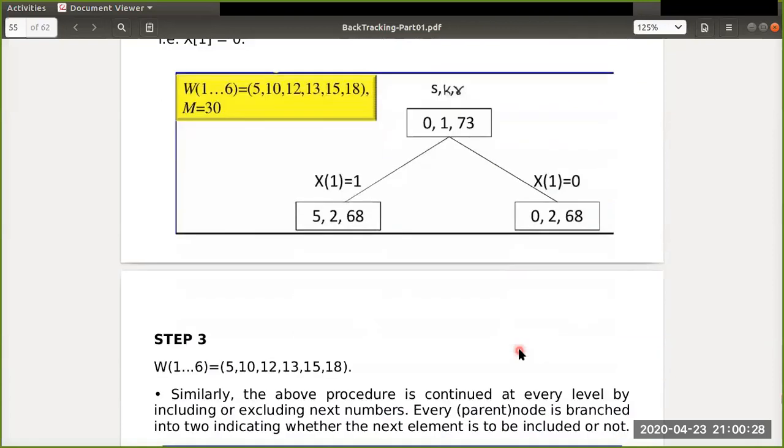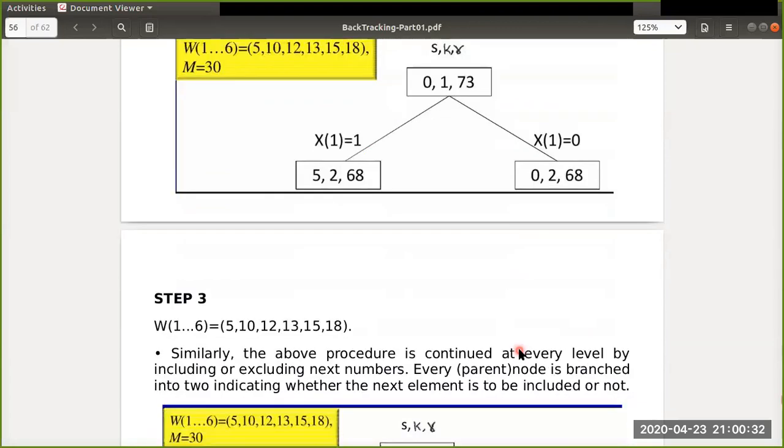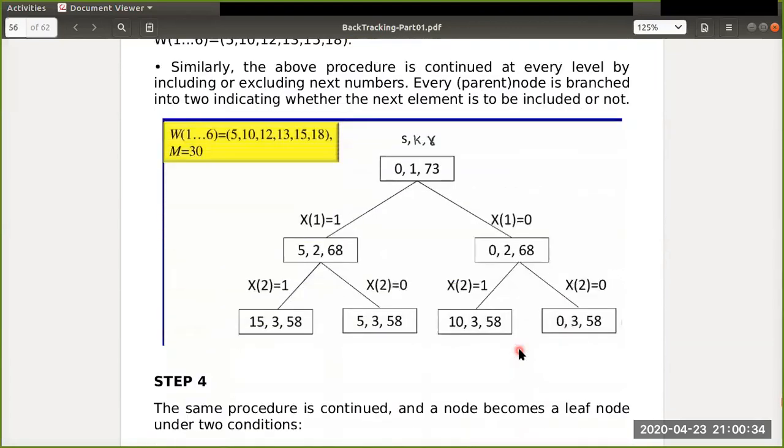Let's see how many levels it will take. Maximum 6 only. Branching is 6, levels will be 7. Okay, so the first and second levels we have constructed and completed.